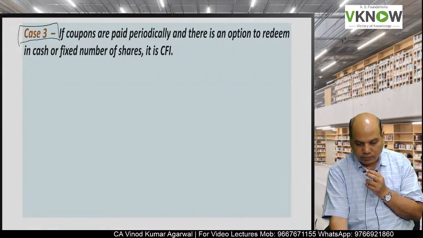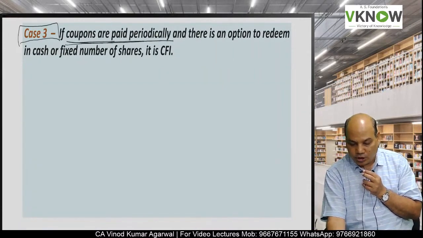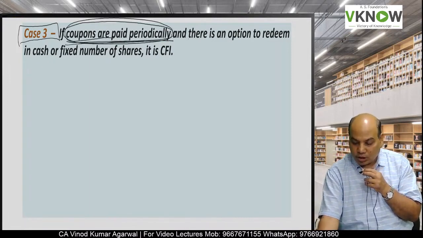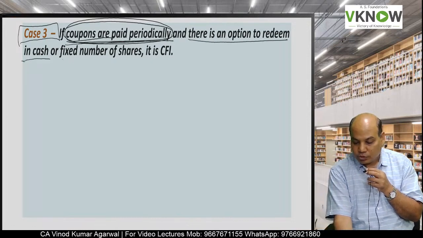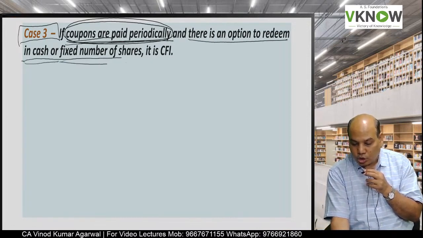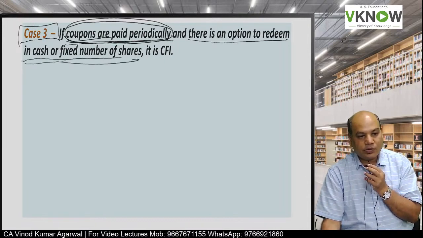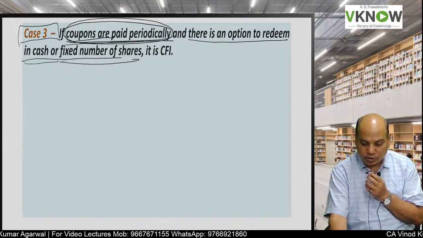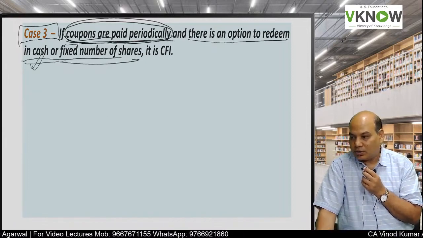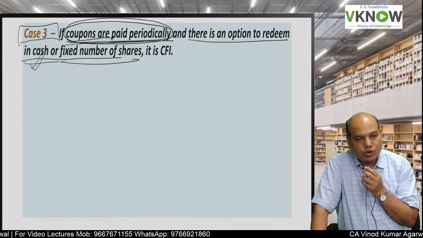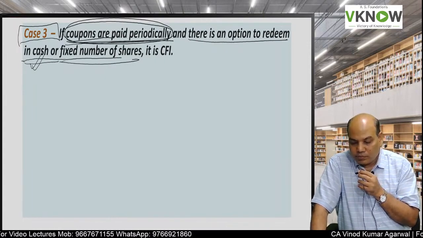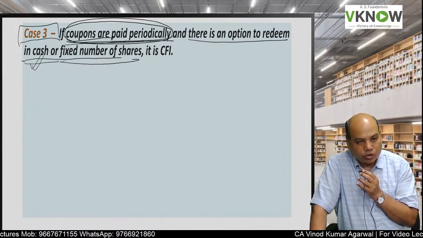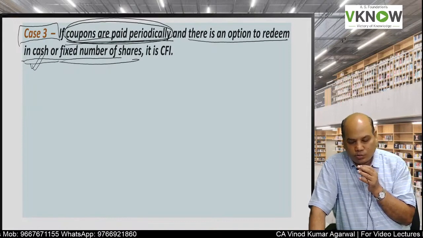Case number 3. If coupons are paid periodically, this portion will be liability, and there is an option to redeem in cash or a fixed number of shares. If the holder decides to get cash, the company has no option but to pay him cash, or there can be a fixed number of equity shares to be issued, or the holder may demand a fixed number of equity shares to be issued.